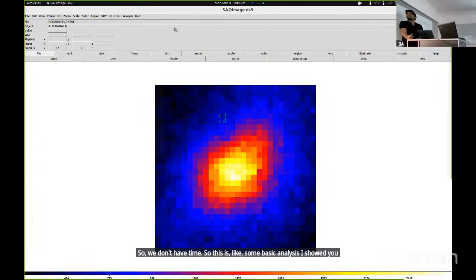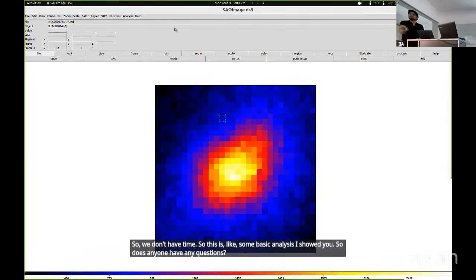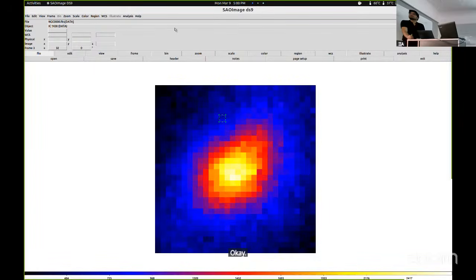Does anyone have any questions? I saw those two peaks. Why do you have particularly good peaks? It's the emission itself. Emission.